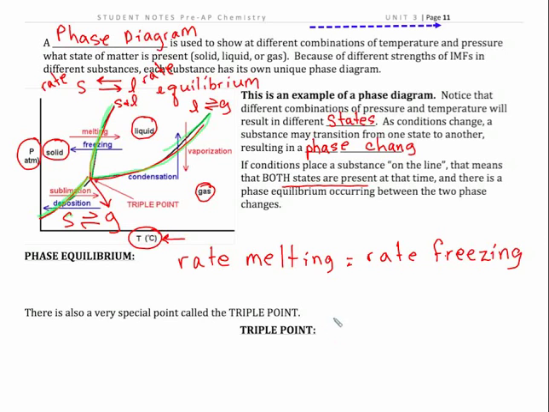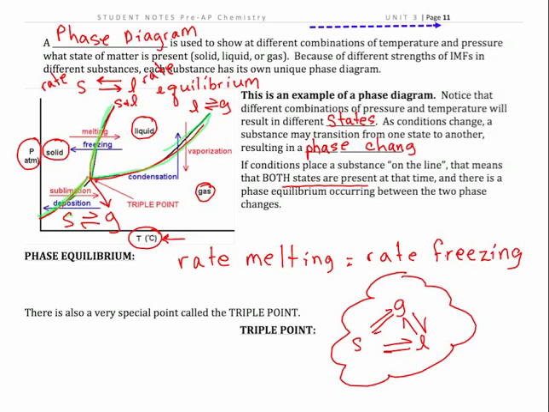The triple point's a special equilibrium. It's an equilibrium between gas and solid, solid and liquid, and gas. So in the triple point, all three phases are in equilibrium and are present together.